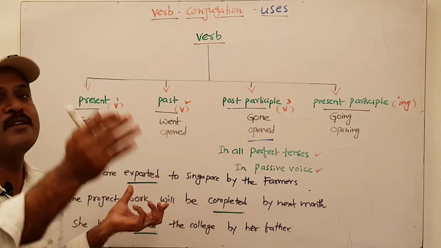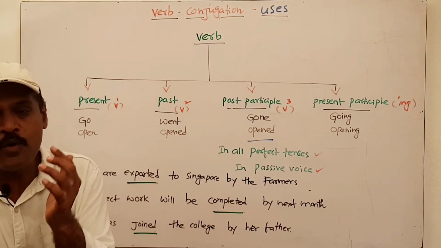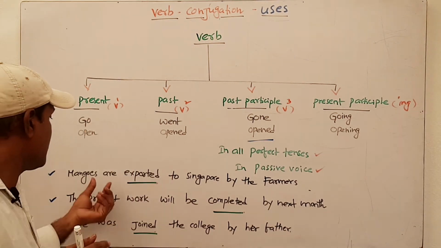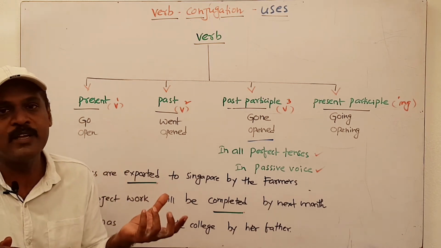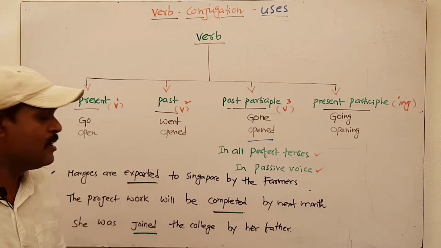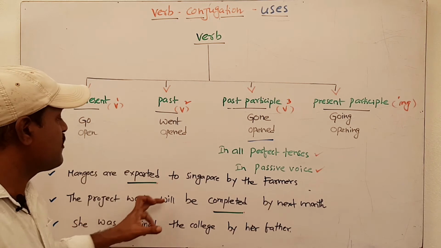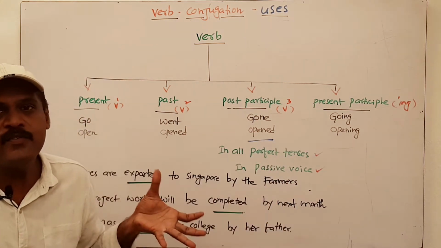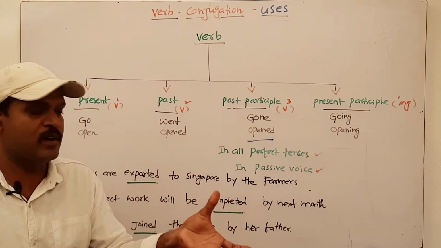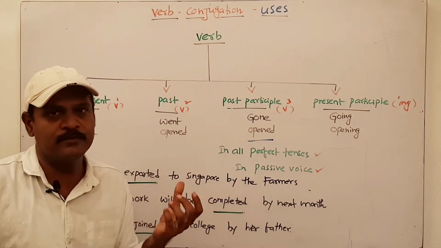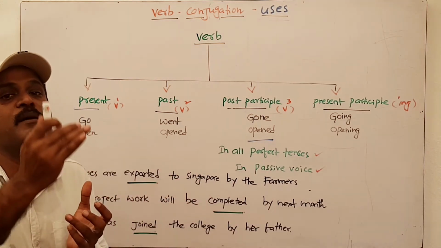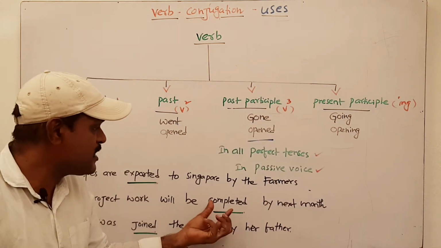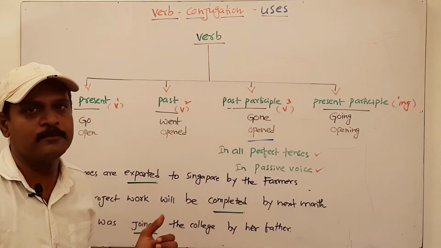Before V3 in passive voice, generally we have to use be forms and helping verbs. Here, are is a be form. It is in plural. The next one: The project work will be completed by next month. It is in future. It is also in passive voice. Will be completed. That means the work will be completed by next month. Completed is past participle.